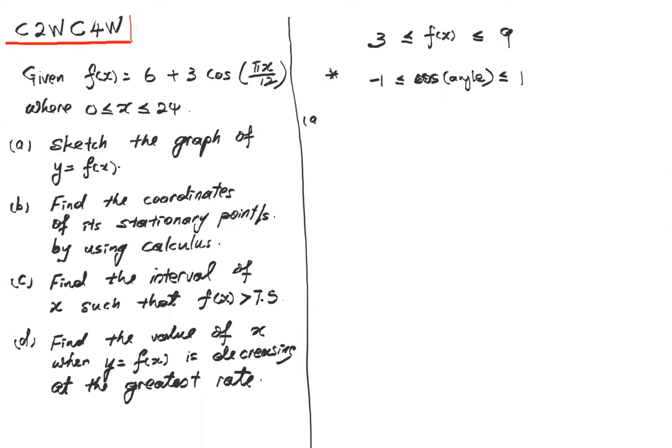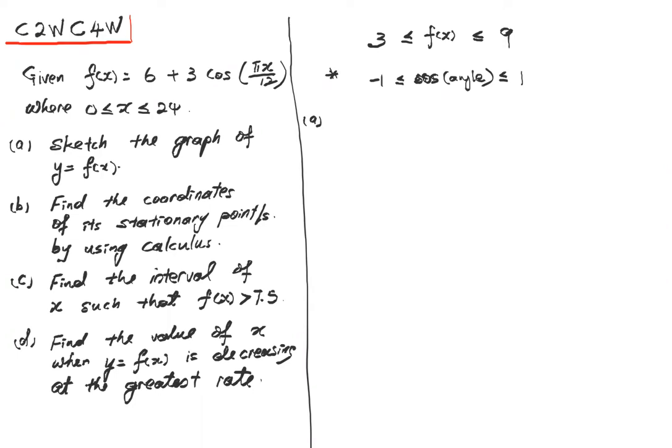So part A, you use your graphic calculator. You key in the function. And please make sure the mode of your graphic calculator is always in radian. Okay, and you key in your x minimum as 0, your x maximum as 24. Then after that, you do a zoom fit.